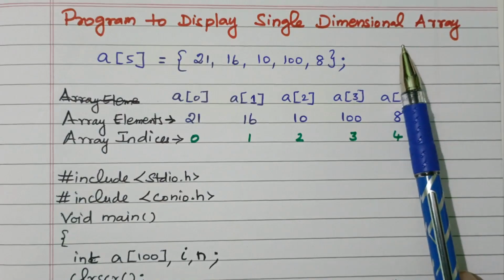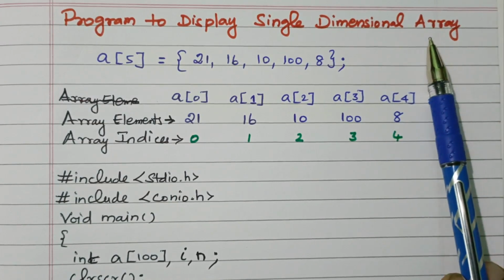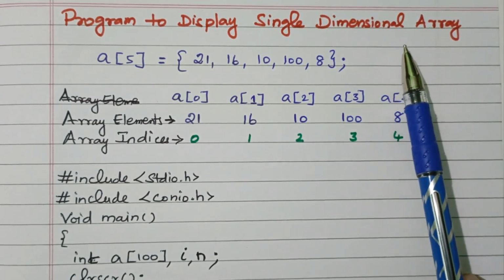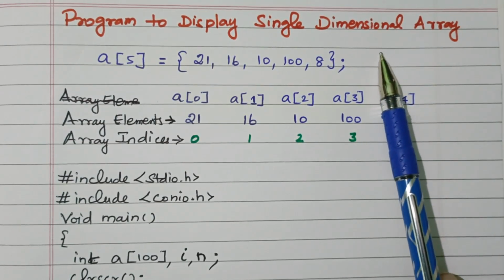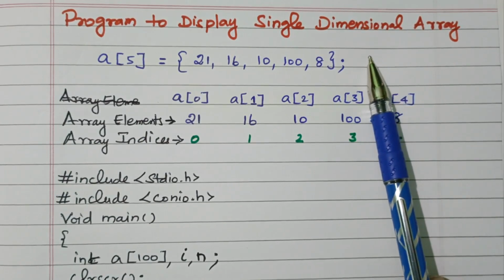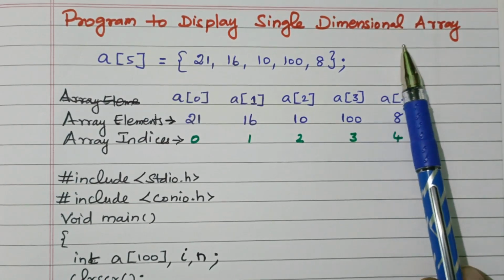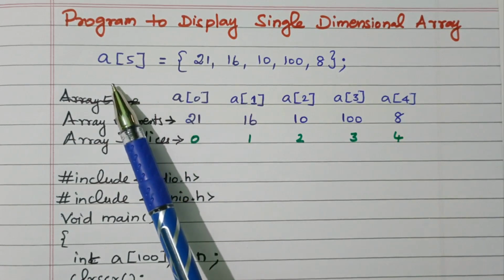Now we'll go to the topic, single dimensional array. You know that an array is a collection of same type of data having the same name. The variable name is the same, and in that we can store the same type of data. Different types of data are available in structures. A structure is a collection of different types of data. An array is a collection of same type of data having the same variable name.